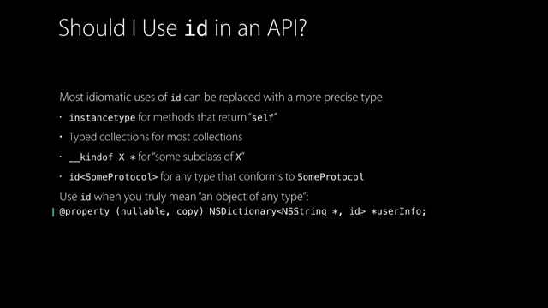So there's one major class of uses for ID. And that's when you really, really do mean an object of any type. And there's no static type information that could make that statement better. So a canonical example here is the userInfo dictionary. You have string keys, and you have ID for the values. It's completely reasonable because the different keys will have different types in those values, and it's something you can only determine dynamically.